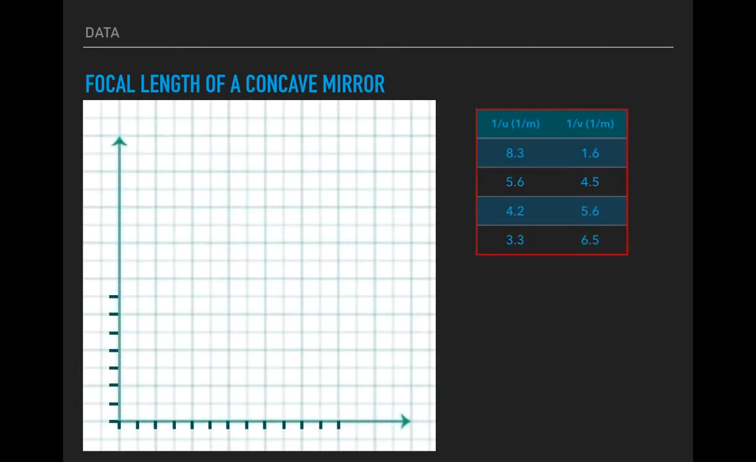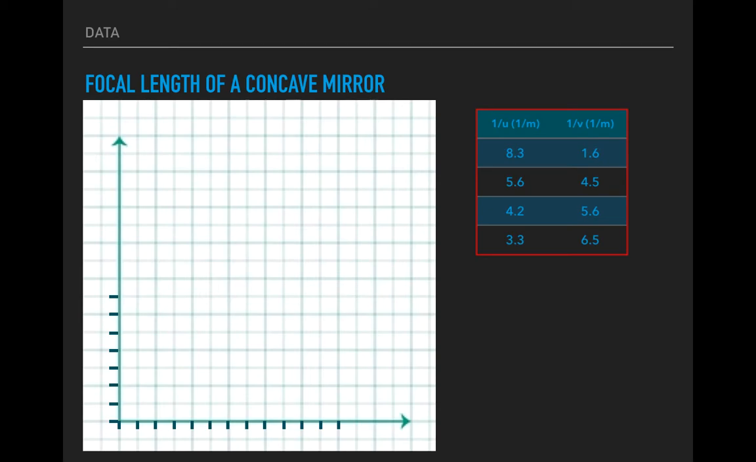So we're at the main focus of this video, and it is how to identify what scale to use in a graph. Well, it's very straightforward. You take the biggest number from each column, and that tells you the number you have to go up to at least. So if we look at the 1 over U column, that's going to go on the x-axis, so the horizontal one. The biggest number there is 8.3.